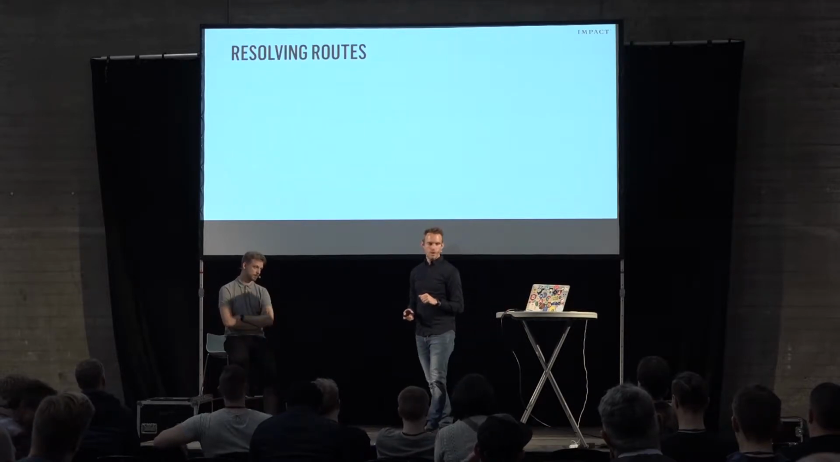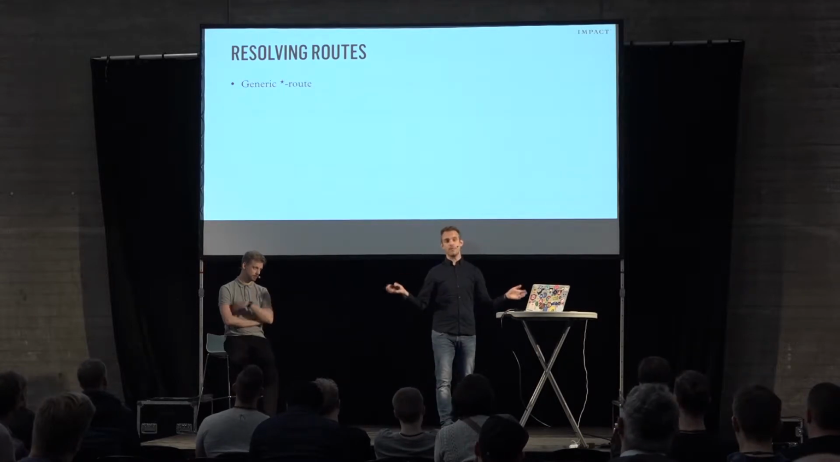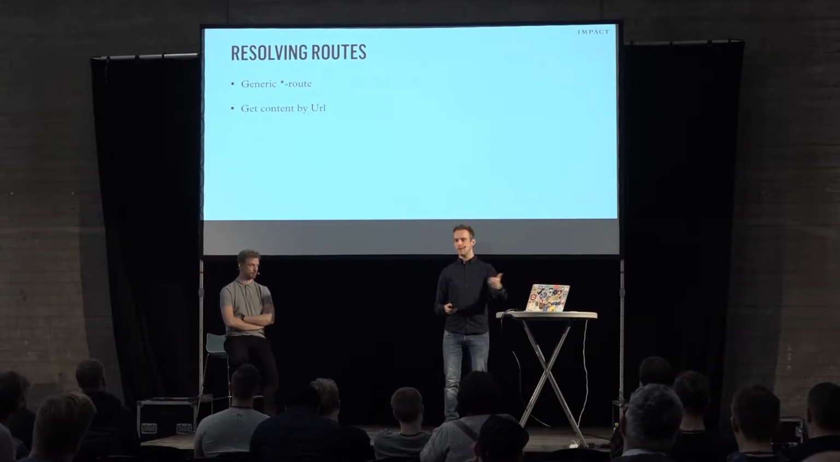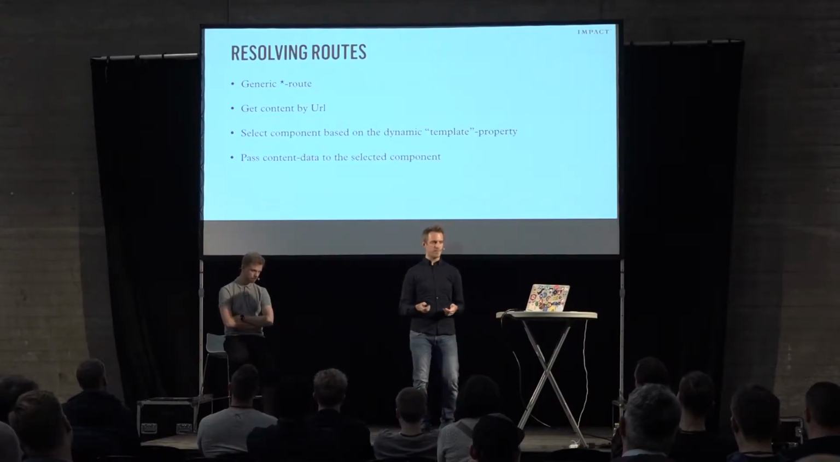So we do this by having a generic route in the client that matches anything, and then whenever that route resolves, we get the content by its URL with Umbraco Headless, and then based on the response we get, we select a component. In front end everything is a component these days, so we select the front page component if the page type is a front page, and so on. Then all the rest of the data that goes on that page, we put down to the selected component, and then the component can do its own rendering.